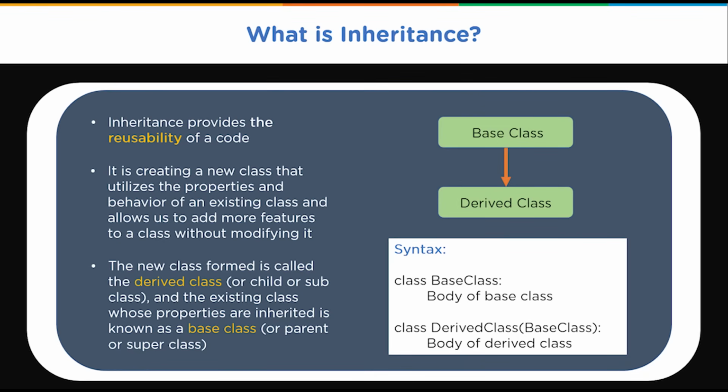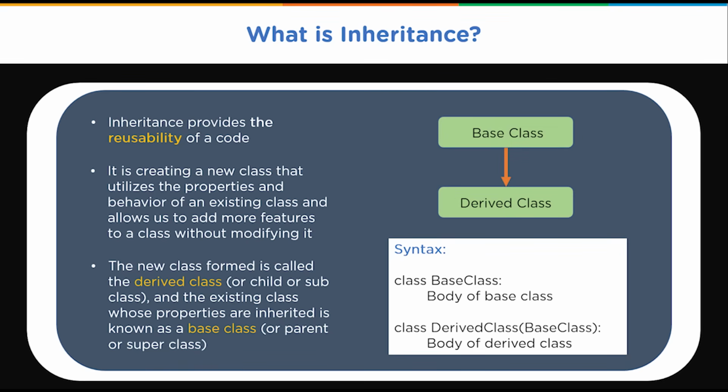Now, what is inheritance? Inheritance provides the reusability of a code. It allows you to inherit what you have written in a particular class or a piece of code, and you don't need to rewrite it. You can inherit it. So that is the main purpose of inheritance. It is creating a new class that utilizes the properties and behavior of an existing class. So we will support this with an example.